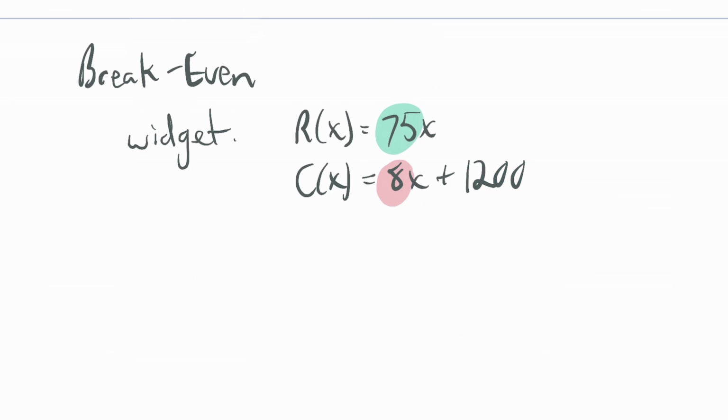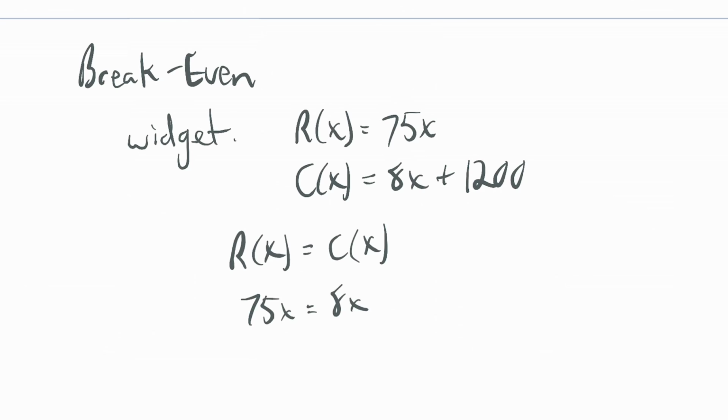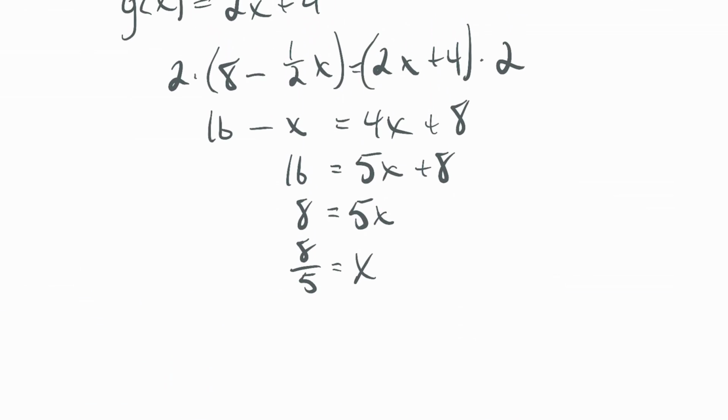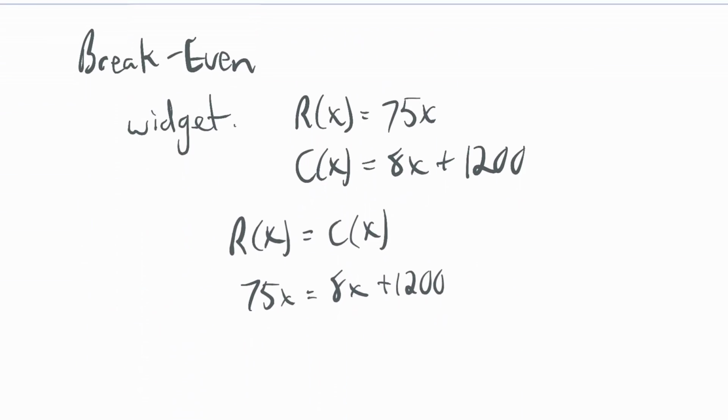All we have to do is ask where these are equal. When is the revenue equal to the cost? So 75x equals 8x plus 1,200. It's kind of like this, just a linear equation since we have linear functions. So I'll subtract 8x on both sides.